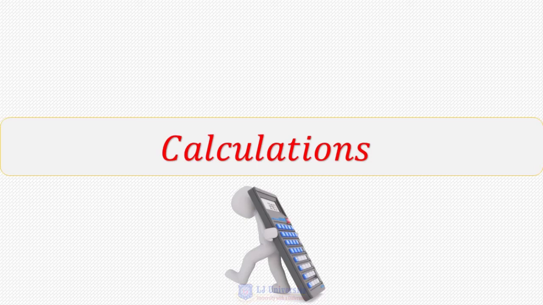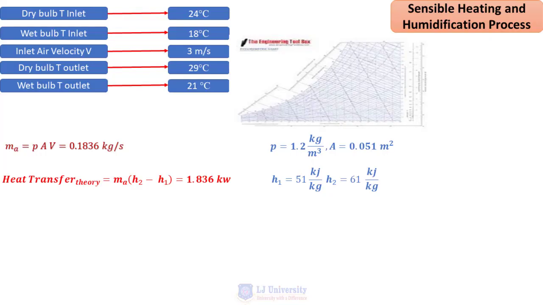Let's do the calculation for the heating and the humidification. So here we have two values, inlet conditions DBT and WBT, which are 24 degrees Celsius as well as 18 degrees Celsius. The air velocity is 3 meter per second. Dry bulb temperature and wet bulb temperature at the outlet conditions are 29 degrees Celsius and 21 degrees Celsius. So by using rho A V we can calculate the flow rate of the air, where rho is the density of the air, A is the area of the duct and V is the velocity of the air.